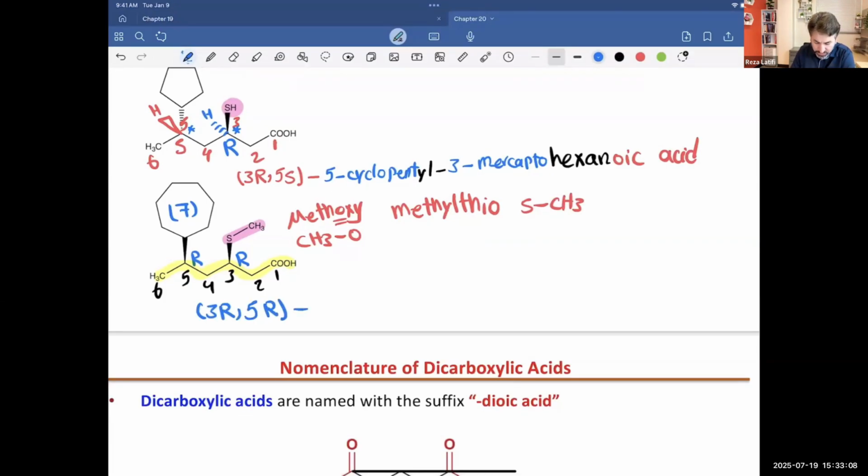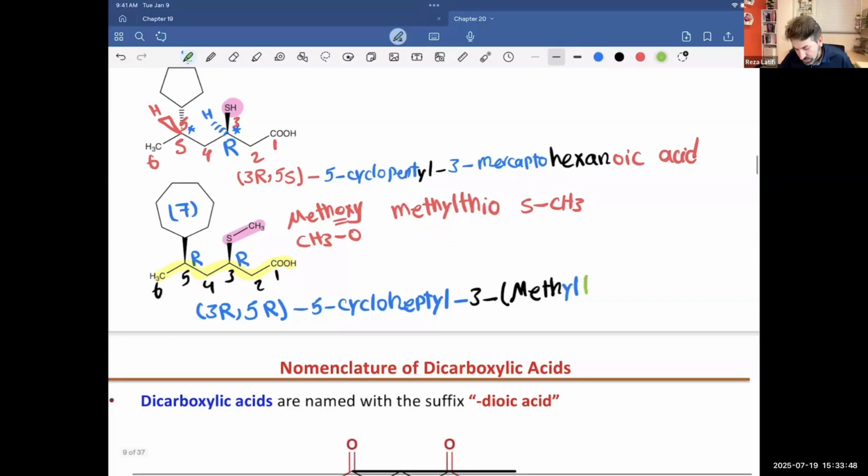Then I say, on the 5th carbon, I have cycloheptyl, dash. On the 3rd carbon, look to the way I'm going to write the name for the thiol group. Okay, I want to say on sulfur, I have methyl. So whenever I say 3, I put dash, and then I open a parenthesis there, and I say methyl, and I add YL. Why? Because I want to say the methyl is attached to something. To what? To the sulfur. So time to write the sulfur, and I show it by thiol. Now I will close it.